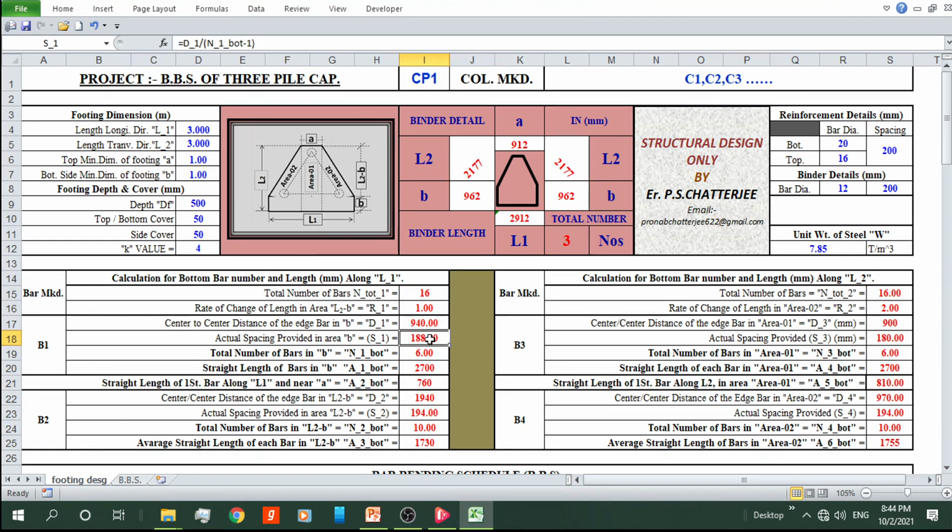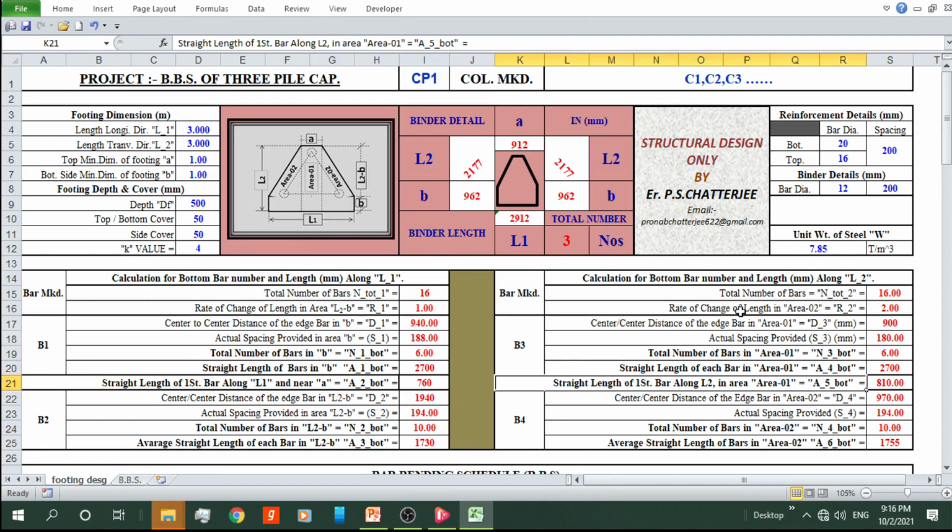Actual spacing provided in B is equal to 940, that is D1 divided by number of bar minus 1. Actual spacing provided in this position is equal to D2 divided by number of bottom bar. Average straight length of bar in L2 minus B along L1 is equal to this bar plus this bar divided by 2.